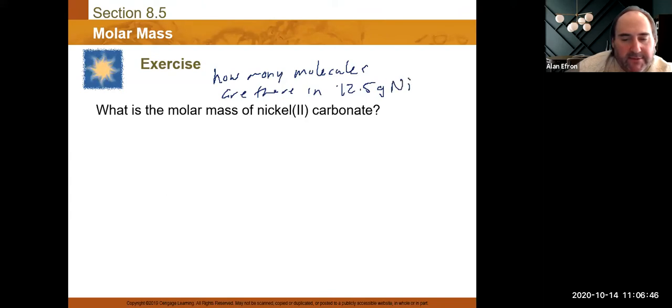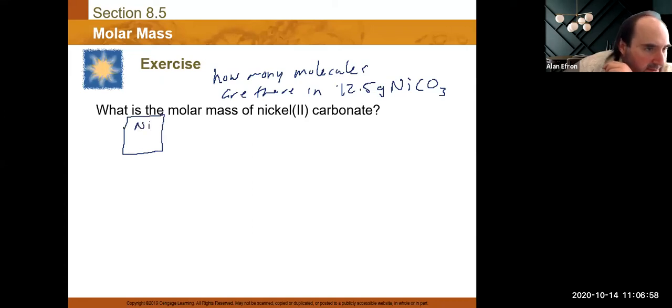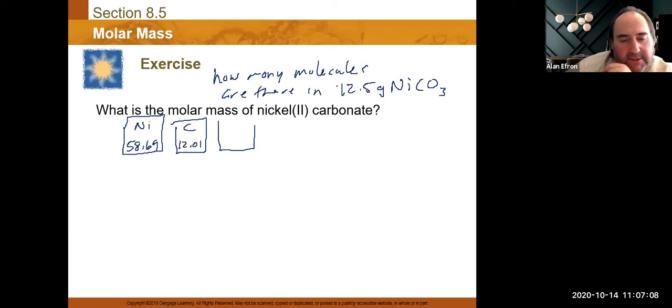So just in case you're not sure what the formula looks like, it looks something like that, NiCO3. And again, in case you don't have a periodic table, nickel looks like 58.69, carbon is 12.01, and oxygen is 16. All right, take a couple minutes and answer that. We're looking for how many molecules there are in 12.5 grams of nickel 2 carbonate.